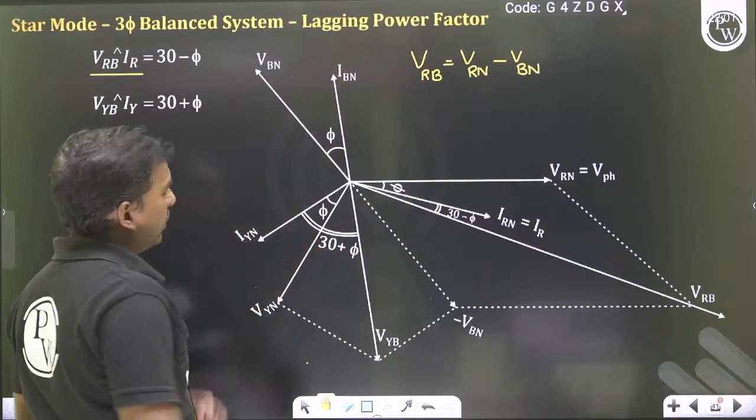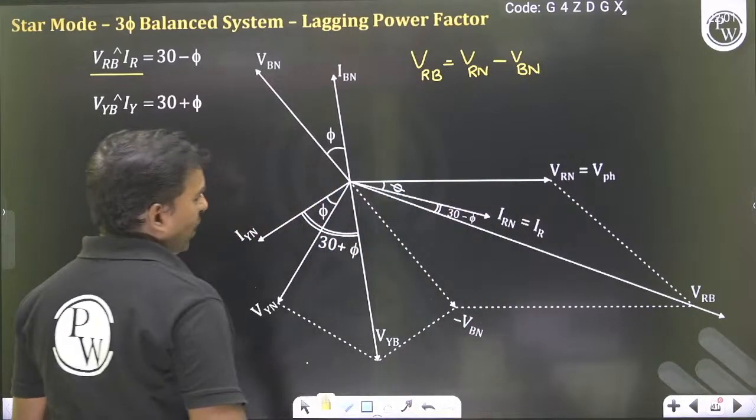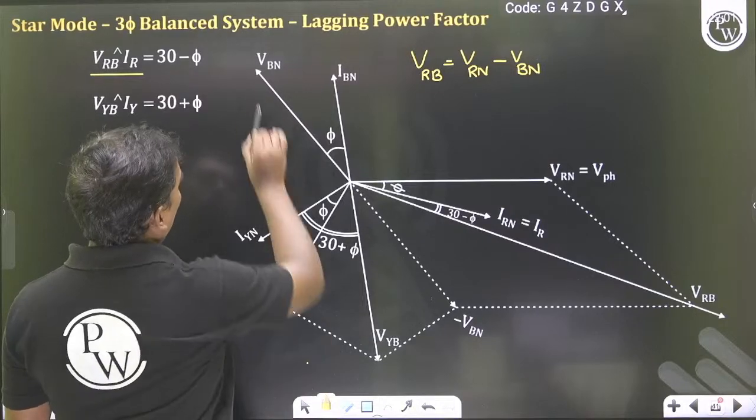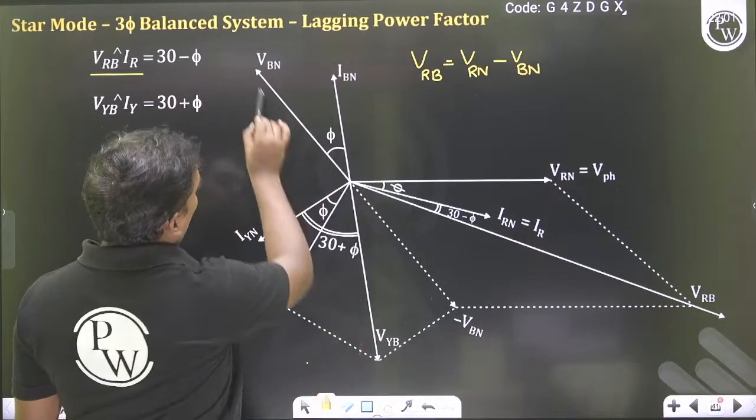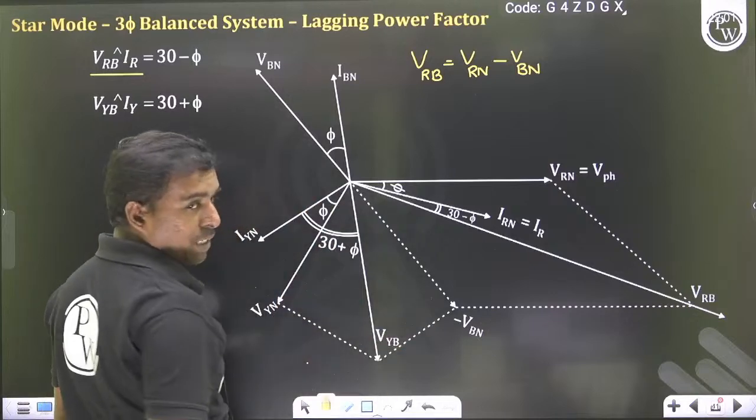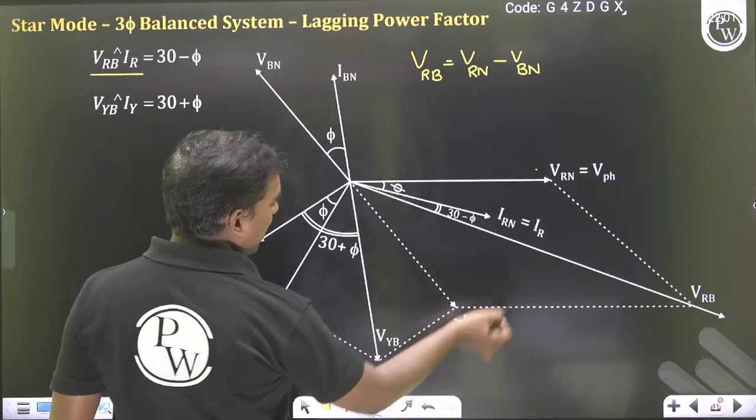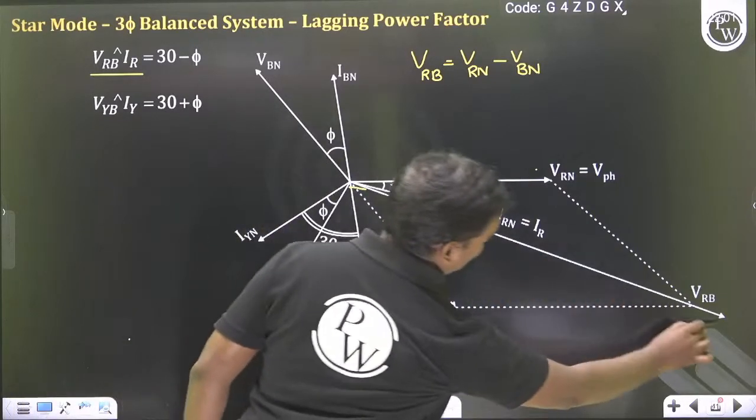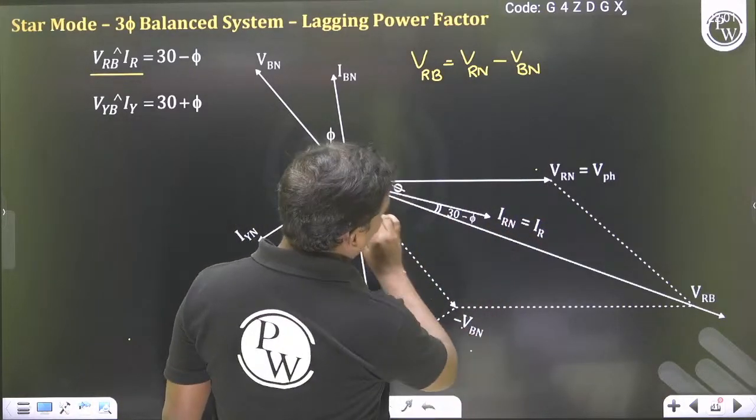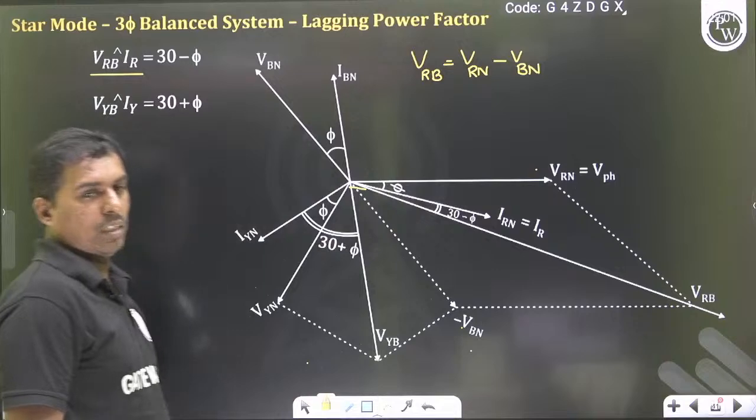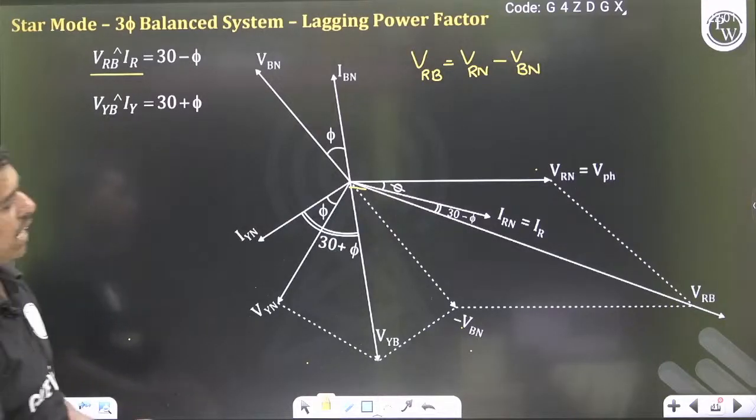Okay. So this is the VRN. So VRN minus VBN. So this is a VBN. इसको opposite में लो, minus VBN आएगा. VBN यहाँ है, इसको opposite में minus VBN आएगा. So the resultant of this VRN and minus VBN is nothing but VRB. Okay. So VRB.